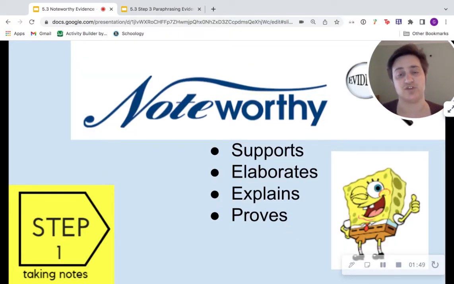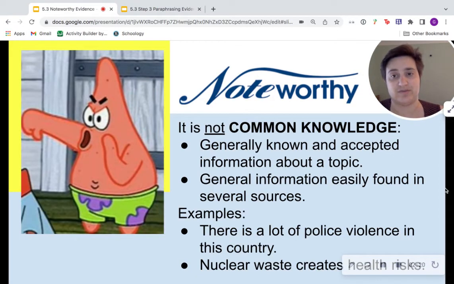Noteworthy evidence does multiple things. It supports the point you're trying to make, and that doesn't mean you're only finding information that supports what you already believe. You're finding information and making your point based on that. It elaborates on what you've already been saying to provide details. It explains what you're talking about so the listener can clearly understand, and it proves something to us. So let's look at some examples.